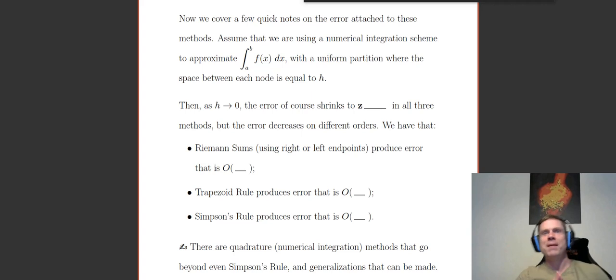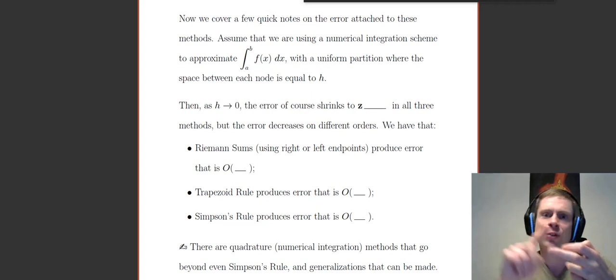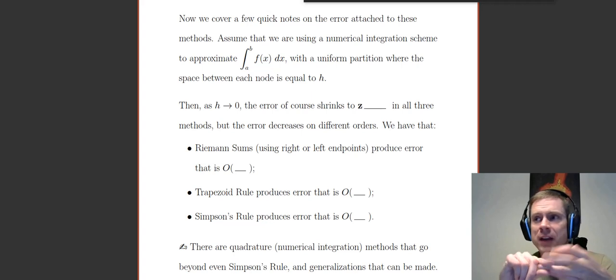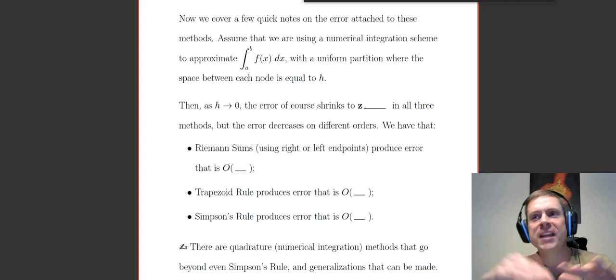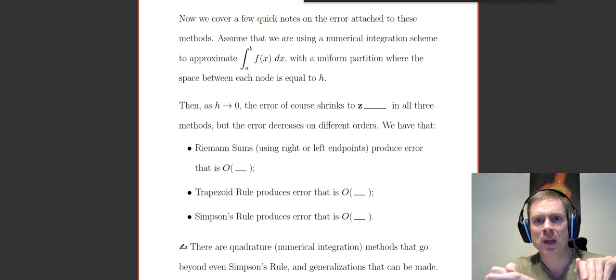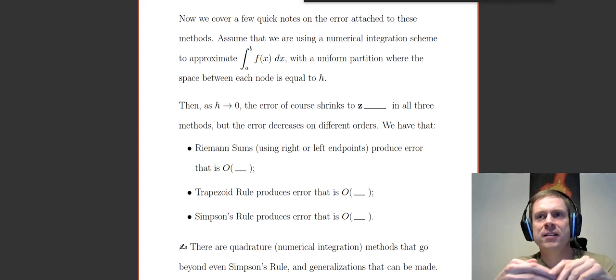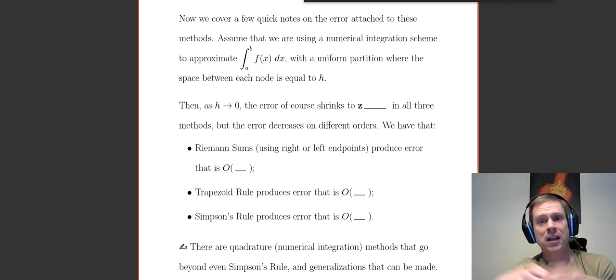I want to emphasize that when it comes to error and order of error, all 3 of these techniques, Riemann sums, trapezoid rule, Simpson's rule, the error approaches 0 in all 3 cases as h goes to 0. That's not a question. But the order of the error determines how quickly that happens. Remember that the order of the error tells us how quickly the error decreases when we decrease the size of that h. And it might decrease linearly, or it might decrease quadratically. There are lots of different ways that this can happen.